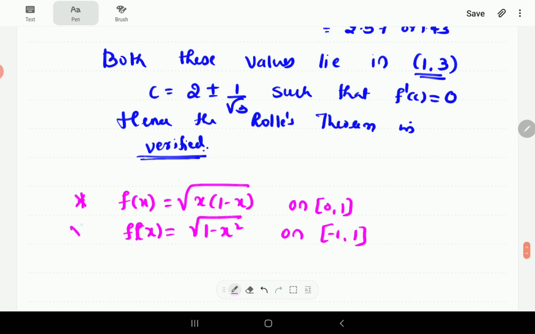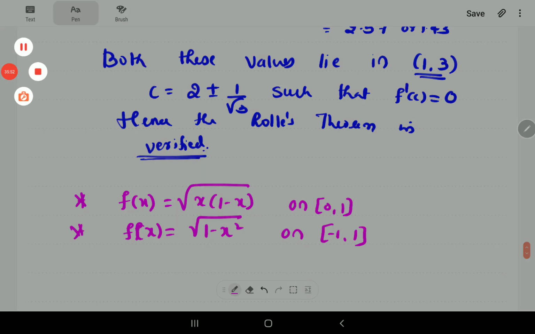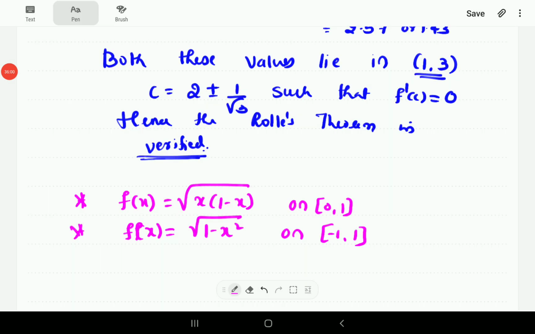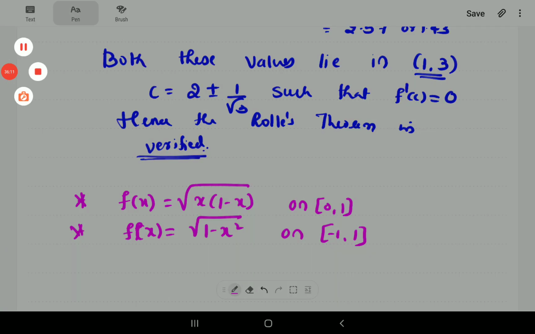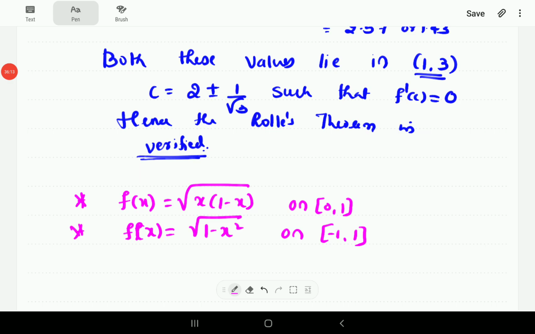So I think this is all in this video, guys. We have done the verification of the Rolle's theorem. Maybe in the next video we will verify our mean value theorem. Please leave your comments on whether it follows the Rolle's theorem or not.